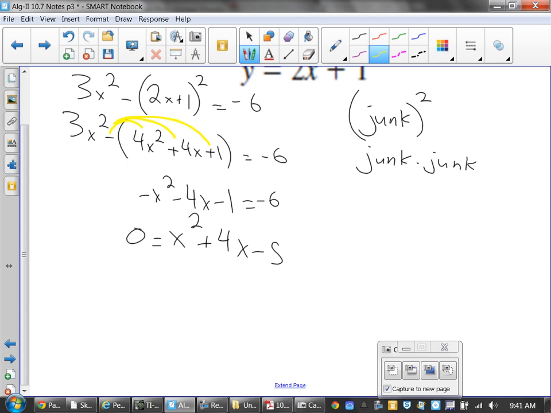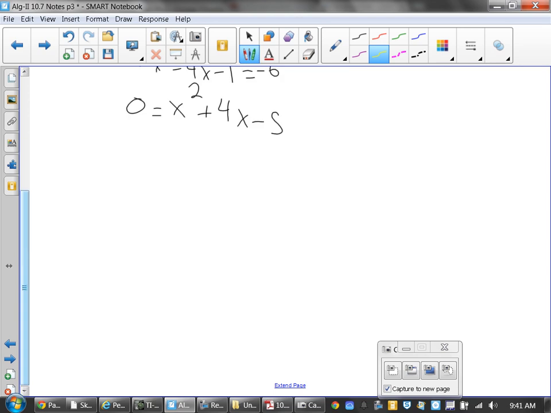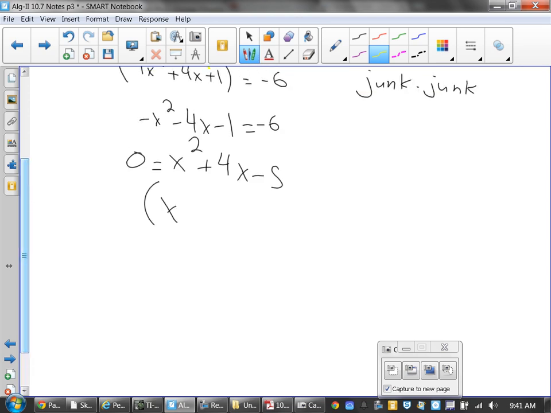So now you wind up with factoring: what times what is negative 5, but added together you get positive 4? Not 4 and 1, 5 and 1. Therefore, your zeros for this will be at negative 5 and positive 1. Those are your x coordinates. Remember the trick. Throw those in the ordered pairs right away.